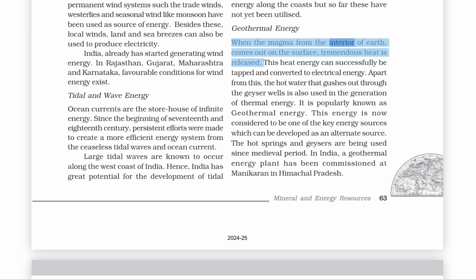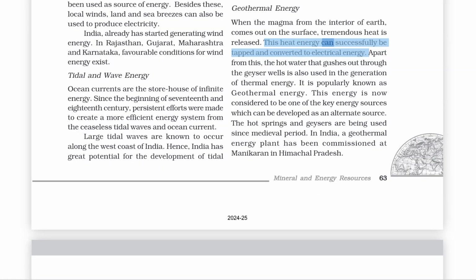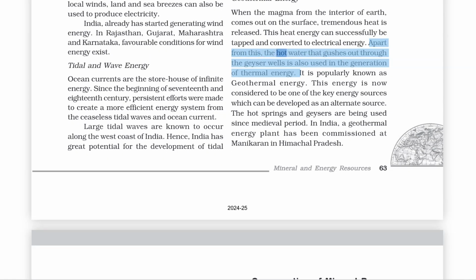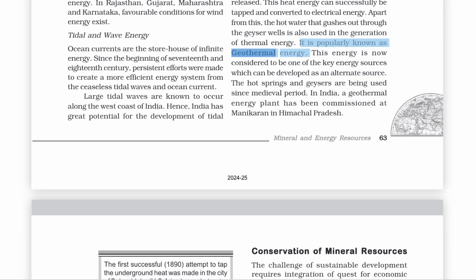Geothermal energy. When the magma from the interior of Earth comes out on the surface, tremendous heat is released. This heat energy can successfully be tapped and converted to electrical energy. Apart from this, the hot water that gushes out through the geyser wells is also used in the generation of thermal energy. It is popularly known as geothermal energy.